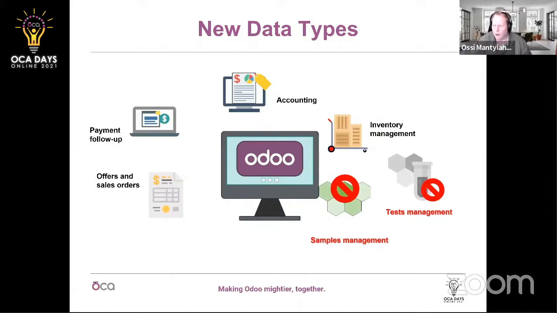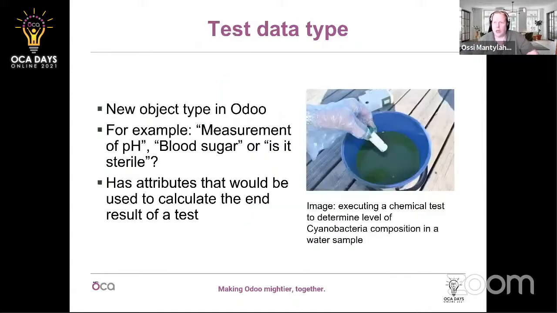So what does that mean? It means essentially that there must be something that Odoo has to do for a sales order that you are sending out. Therefore, we have introduced two new data types in Odoo's database. These are the test data type and the sample data type.